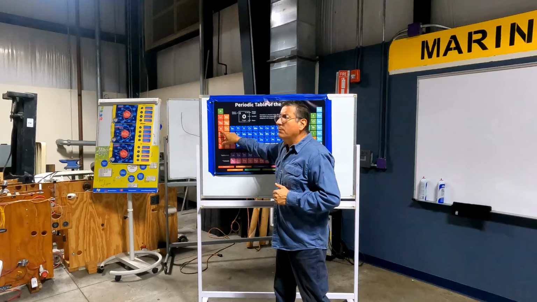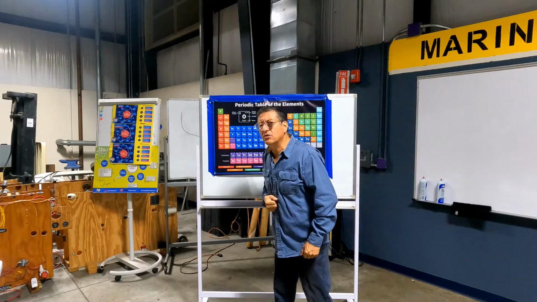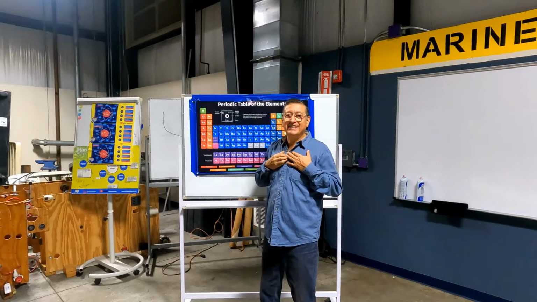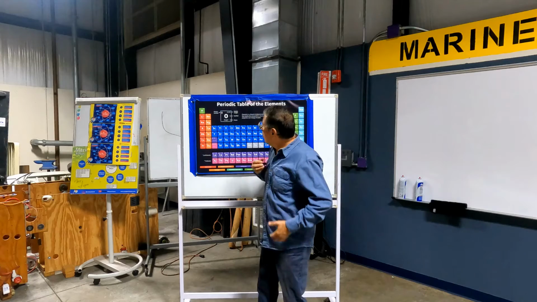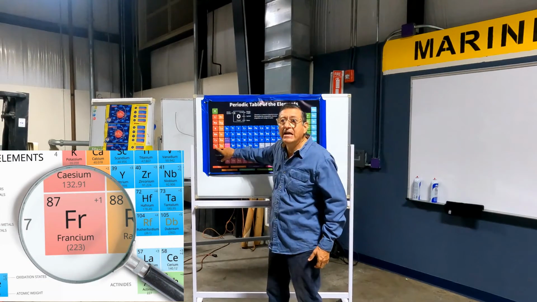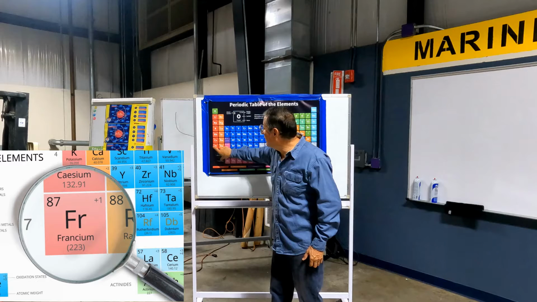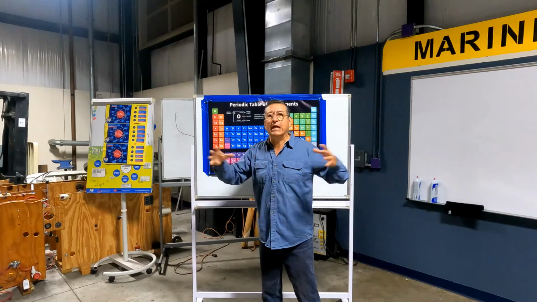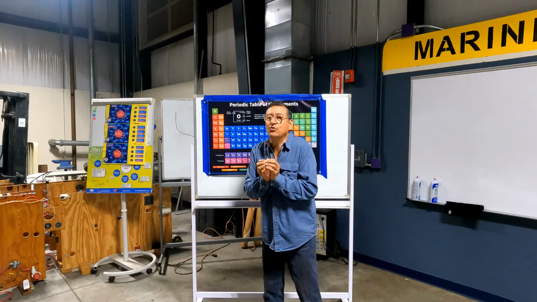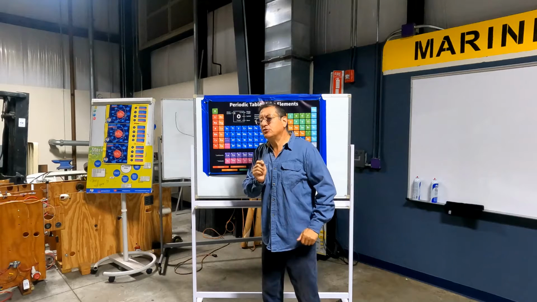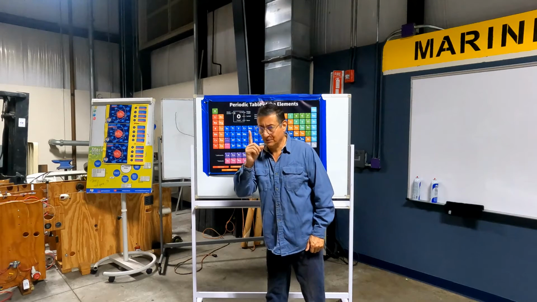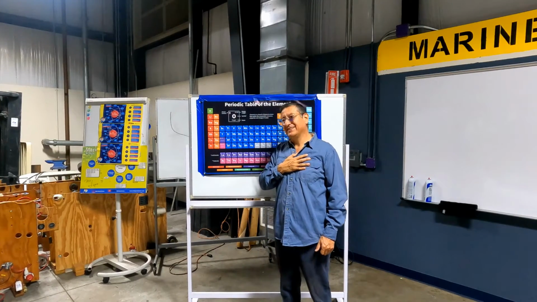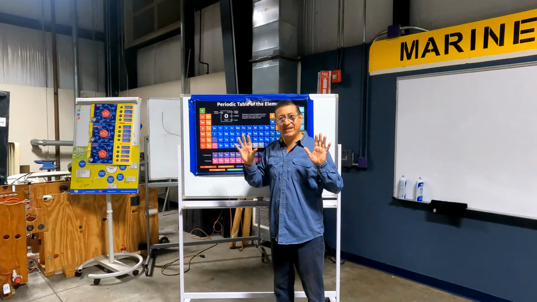Potassium in the last orbit, how many electrons does it have? 1. And the other 18 in previous orbits. You understand? Let me check francium. What is the atomic number? 87. What is the meaning of that? 87 electrons in total, or 87 protons in the nucleus. How many electrons in the last orbit of francium? 1. And the other 86 electrons in previous orbits. It's a difficult concept now.